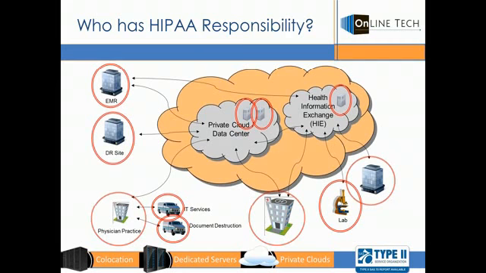So in summary: confidentiality, integrity, availability. Get an audit. Do a business associate agreement that you and your lawyers can live with, and that's the regulations and compliance side.